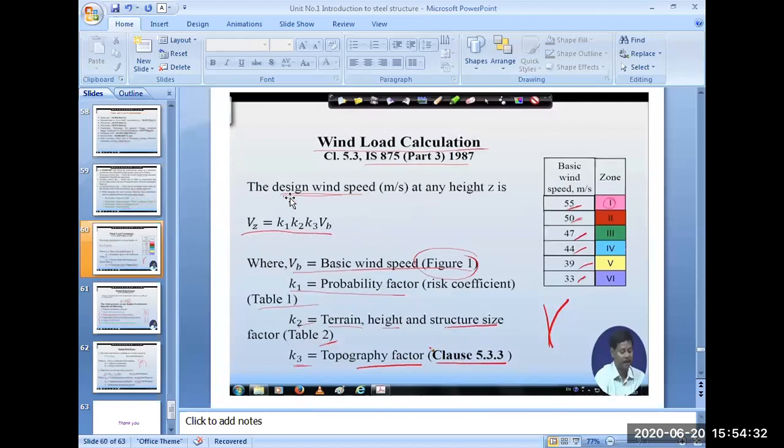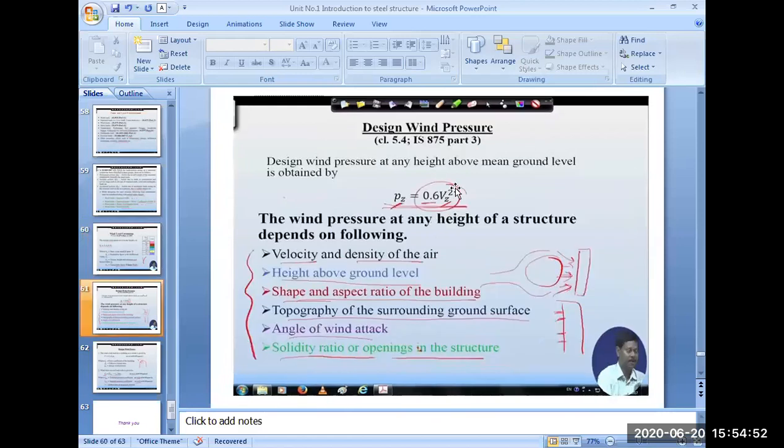Are you getting how to calculate design wind speed in meter per second? That is the design wind speed. So design wind speed is nothing but VZ, and with these parameters we can calculate the basic design wind speed. Now after the calculation of design wind speed, you have to calculate the design wind pressure.